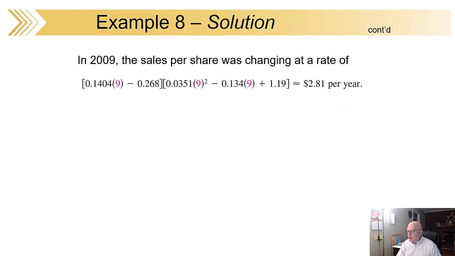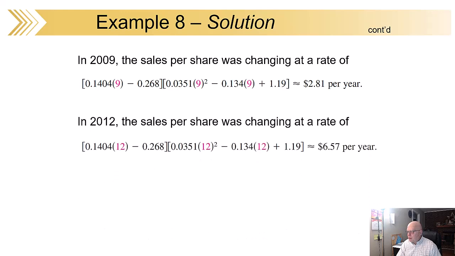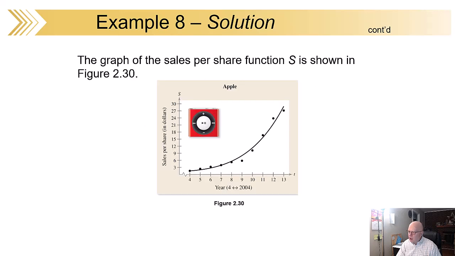How about 2009? We just do the same thing. We put 9 in there instead. And we end up with 657 per year. Hey, that's getting even better. And there's a graph of what we've got. If you're a stockholder, you're glad that you bought the stock back in 2004. You're getting a lot more for your money every single year.